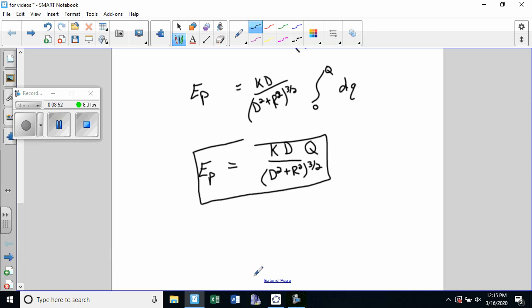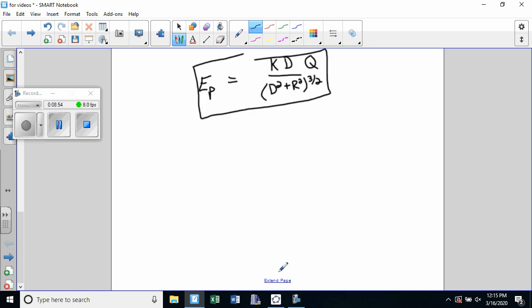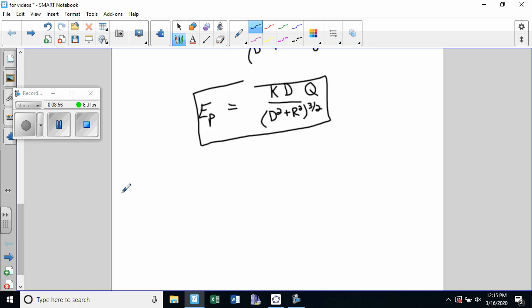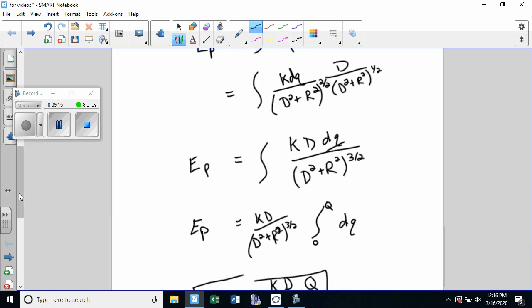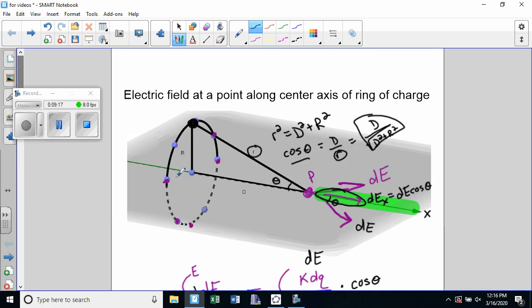And a couple of things I want to do here is I want to look just to see if I can recover that expectation of kQ over r squared. Let's see if I can get something similar to that. That idea of a point charge if I get really, really far away from the ring. So what would happen if I was really, really far away from the ring? Well, capital D then is much, much bigger than the radius R.